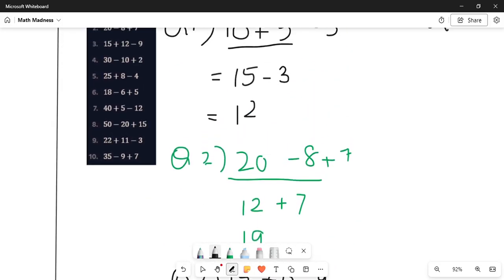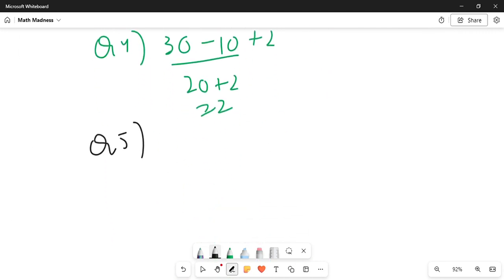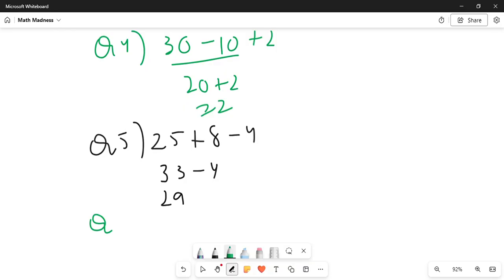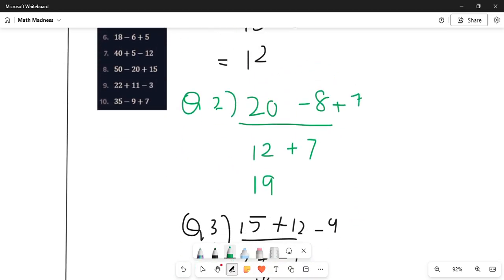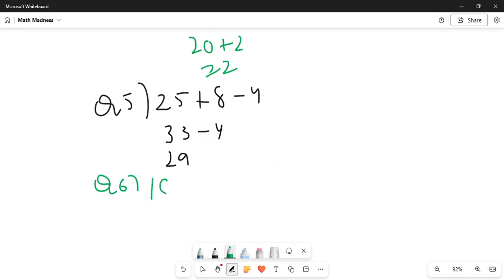Question number 5, which is 25 plus 8 minus 4. 25 plus 8 gives us 33, I think. Minus 4 gives us 29. And question number 6 is 18 minus 6 plus 5.